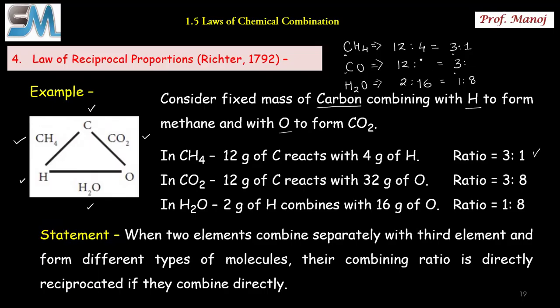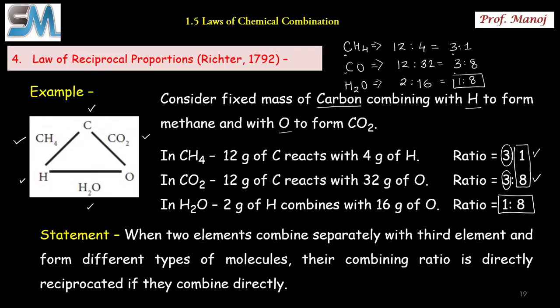The amount of oxygen taken is 32. So that is 3:8. That's why the ratio is 1:8. So in carbon dioxide, it's 3:8. Keeping the amount of carbon in both of them similar, the ratio 1:8 can be seen over here.